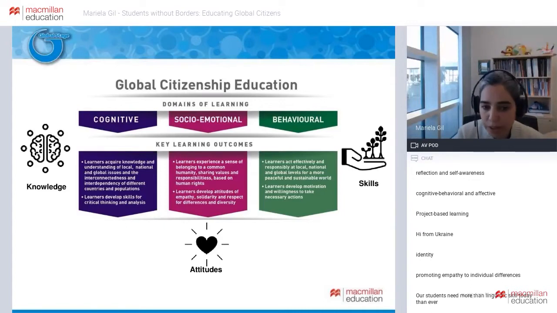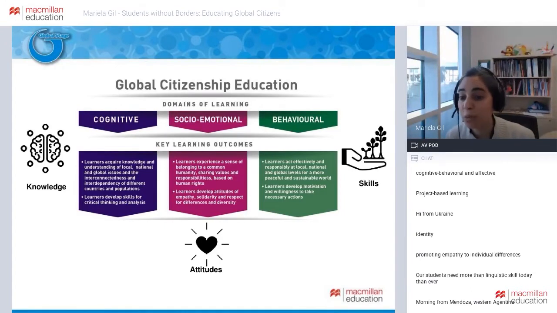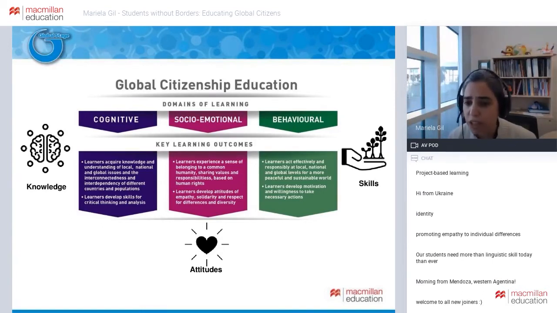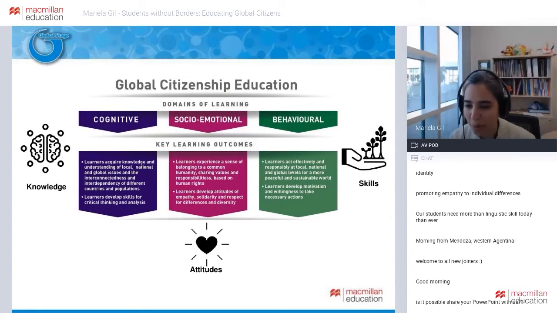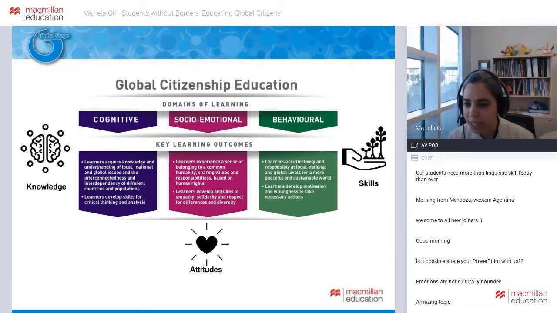How do we act responsibly? How do we get the motivation and the willingness? Yes, so people are contributing through self-reflections, through self-awareness, project-based learning. These are all really good ideas and actually link to some of the things we're going to look at in a moment. Our students need more than linguistic skills, more today than ever.